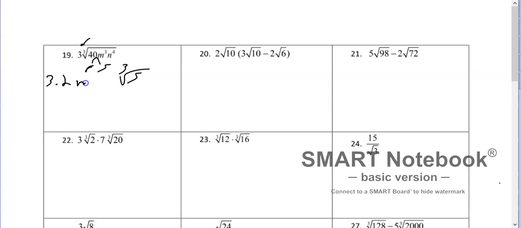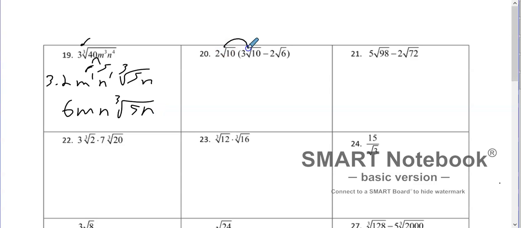M, 3 divided by 3 is 1. N, 4 divided by 3 is 1 with 1 stuck inside. So my final answer is 6mn cube root of 5n.